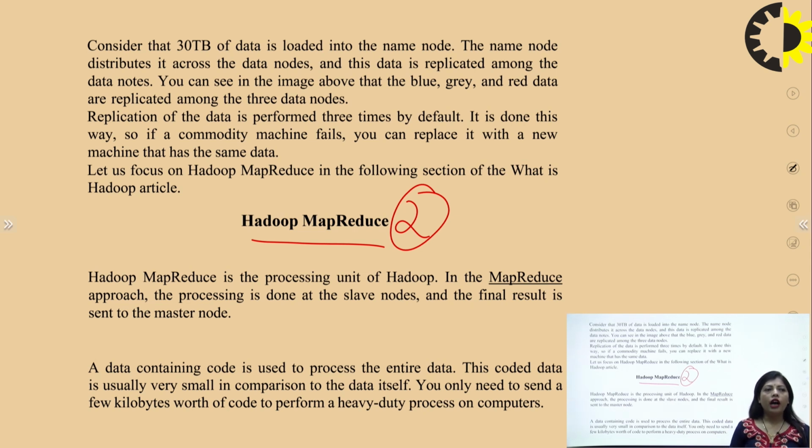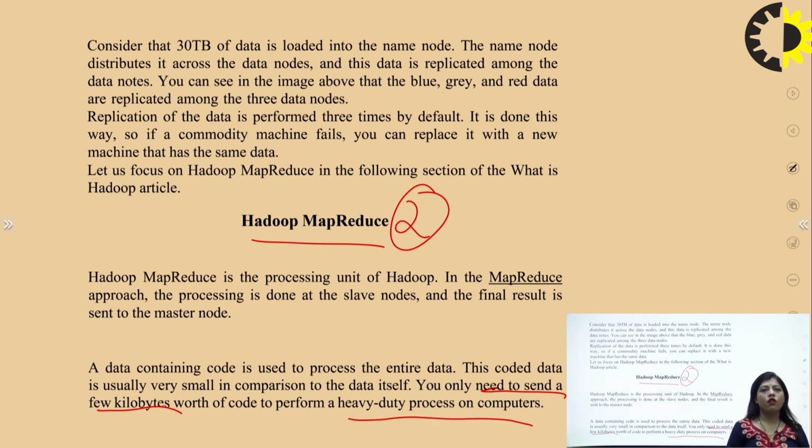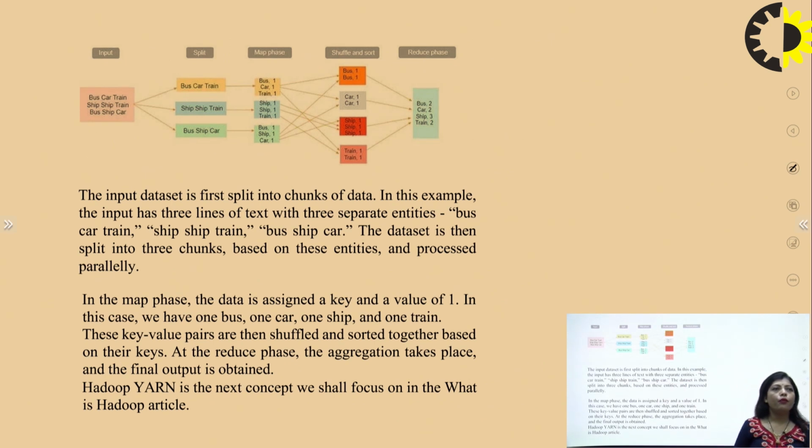For example, a piece of code is used to process the entire data. This code is usually very small in comparison to the data itself. We only need to send a few kilobytes worth of code to perform a heavy duty process on the computers. So this is an example of Hadoop MapReduce.